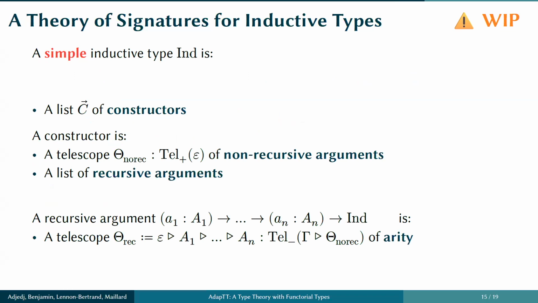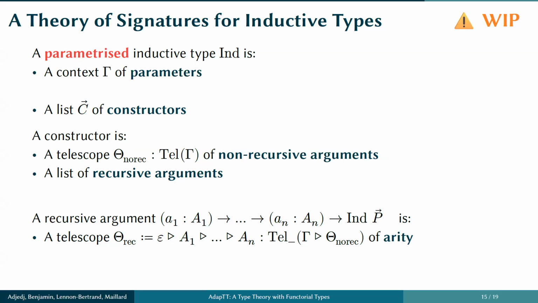Yeah, that's all right. So the signature of a simple inductive type is just going to be a list of constructors, and a constructor will have different fields which are either non-recursive or recursive. So we're going to have one telescope of non-recursive arguments, and then a list of recursive arguments. And a recursive argument can be a large recursive occurrence in the sense that it may be embedded deep into a function. So we're going to have a telescope of values over which we may do recursion.